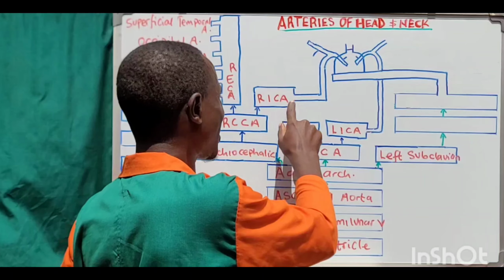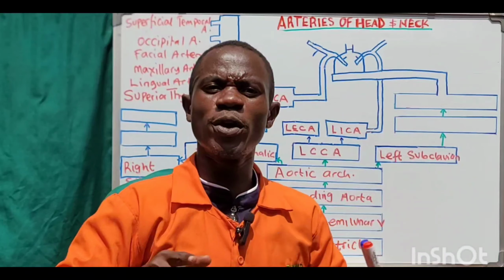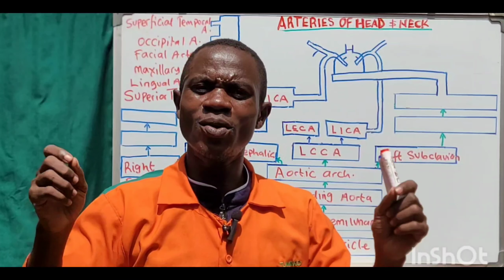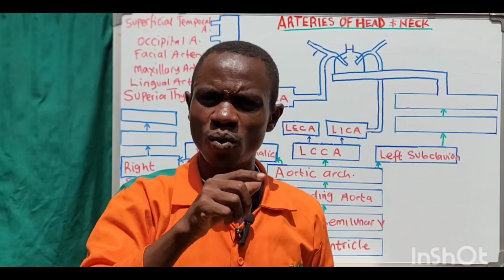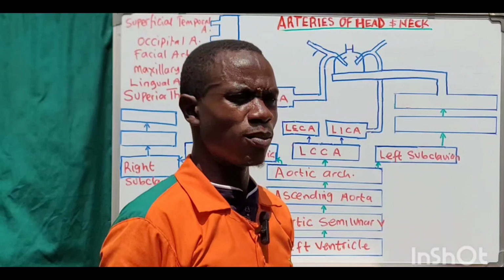It is these arteries which are going to be contributing to the formation of what we call the circle of wheels. It contributes approximately 80% of the circulation within the circle of wheels. They are going to be giving us a lot of different kinds of branches.